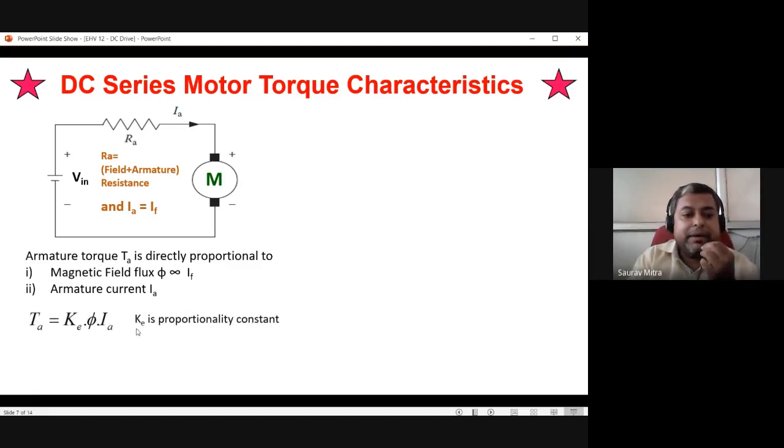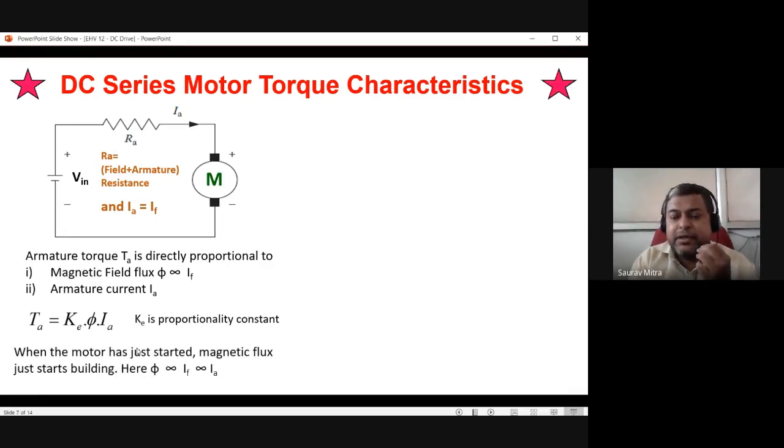So this is the equation of torque. A stands for armature, T stands for torque. So this armature torque is equal to K, a proportionality constant, into phi into Ia, where phi is the field flux, that is the mmf, and Ia is the armature current. When the motor has just started, phi has not built up much. That means the magnetization of the core or the pole has not started much. At that time phi value is very low.